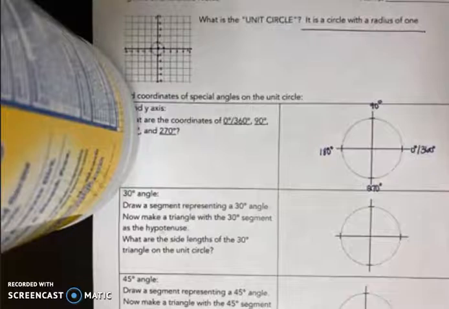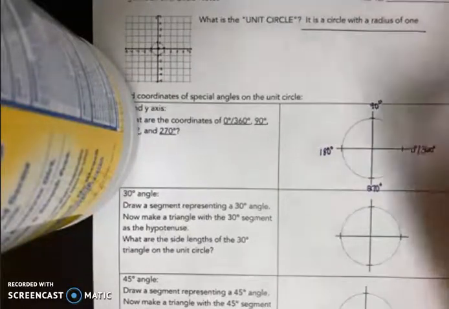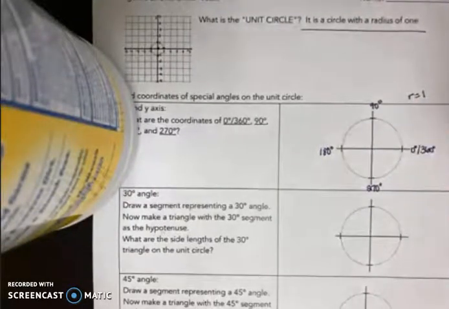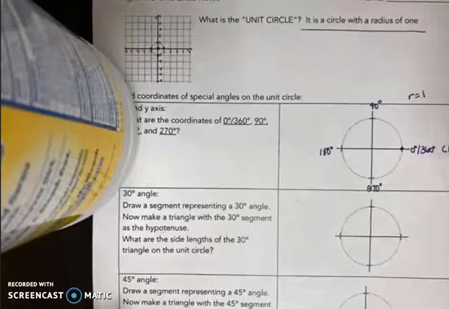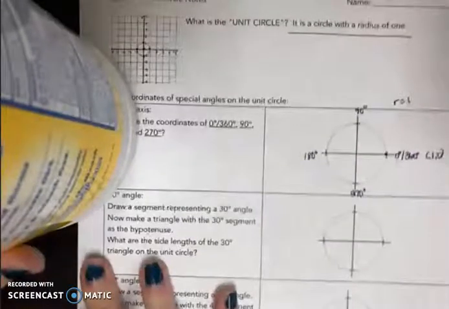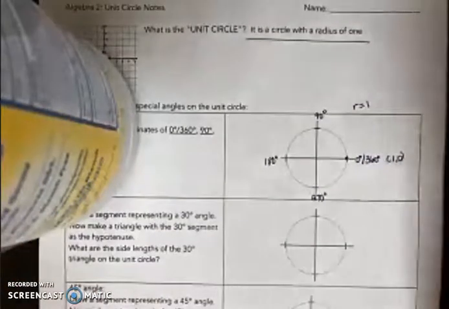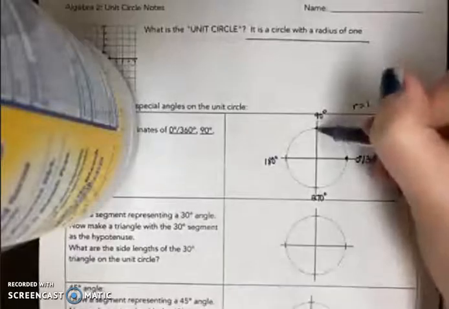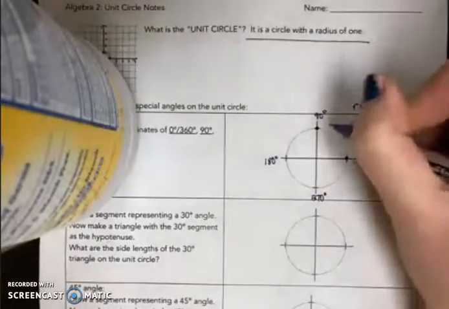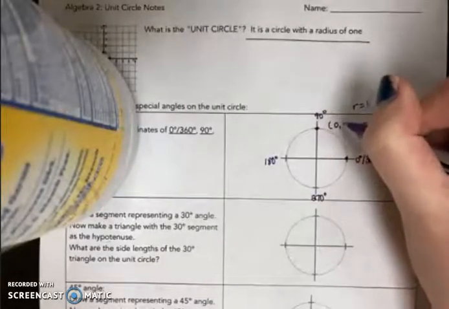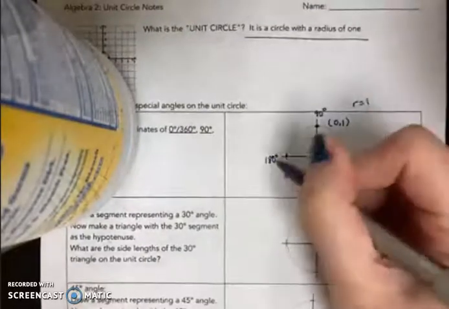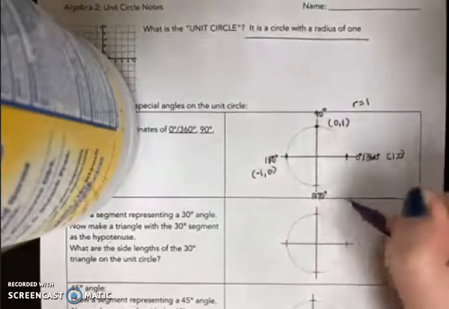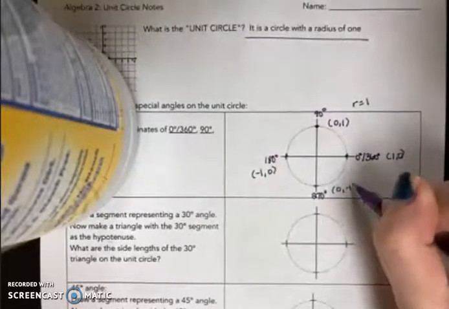If I would like to know the coordinates, remember, there's a radius of 1 in the unit circle. So the coordinate here at 0, 360 is going to be 1, 0. The coordinate for the 90-degree angle is going to be 0, 1. The coordinate here, once again, because there's a radius of 1, since I'm moving left, is going to be negative 1, 0, and the coordinate here will be 0, negative 1.